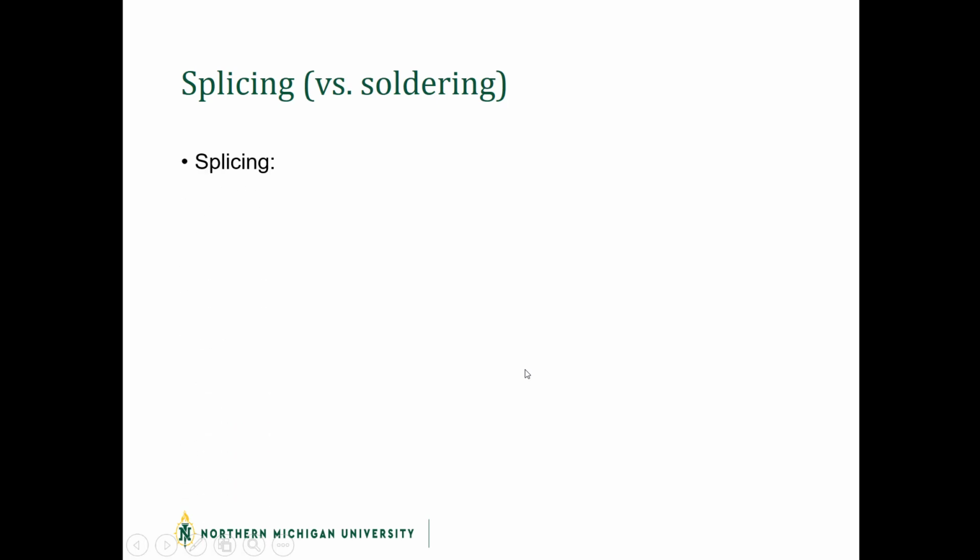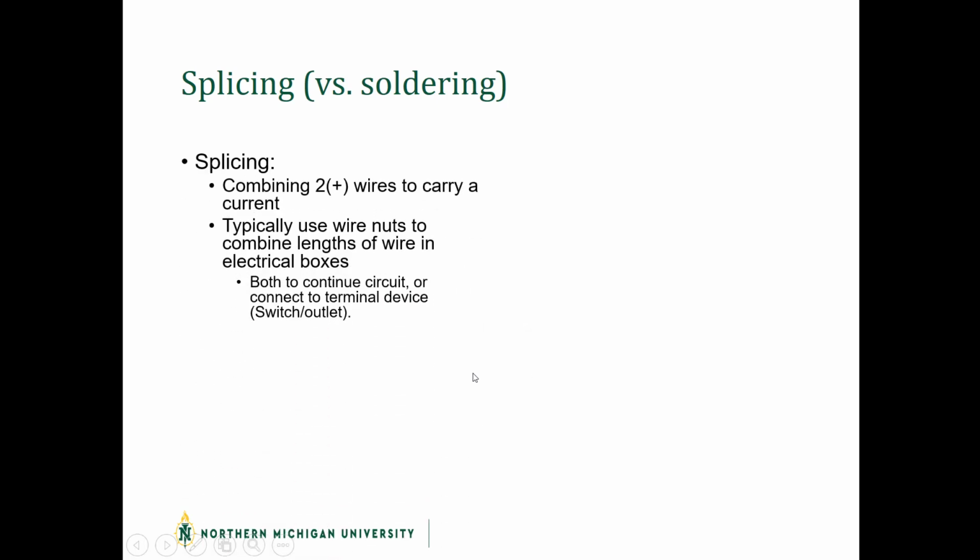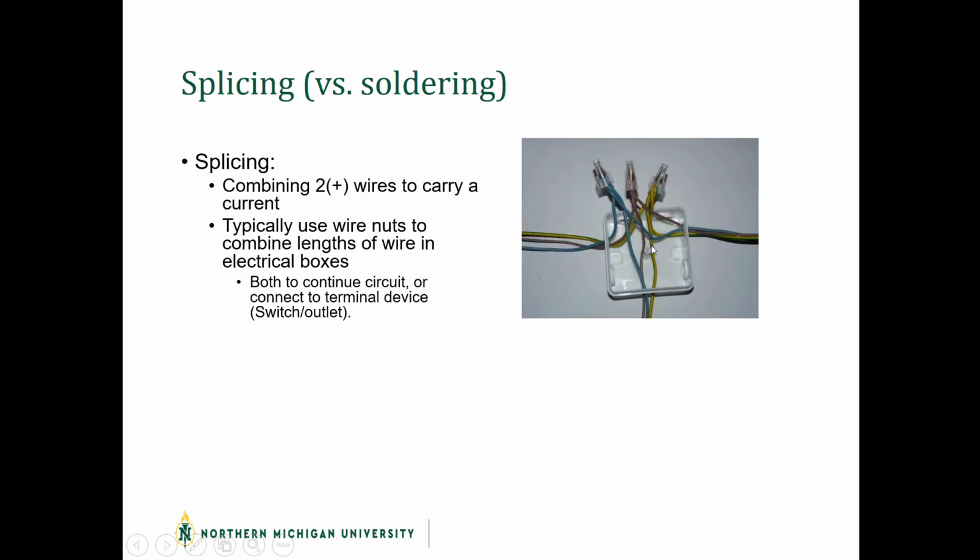Within our boxes, we do a lot of splicing in the construction industry. So this is where we take all of our circuit and start branching them off and dividing them further or connecting to our loads, whatever those might be. So splicing is just the term for combining two or more wires carrying a current. So this is what we have to do inside our boxes.